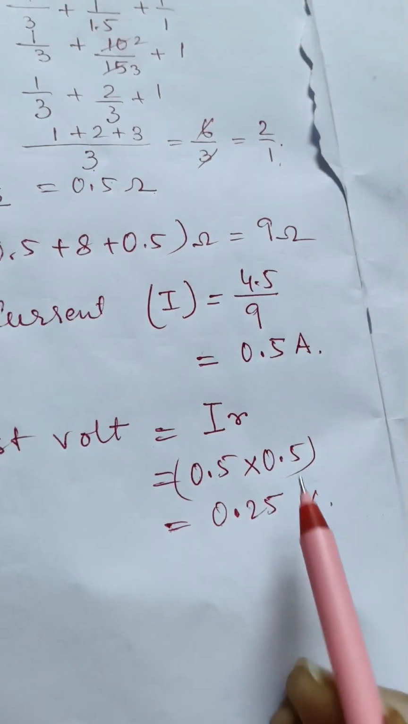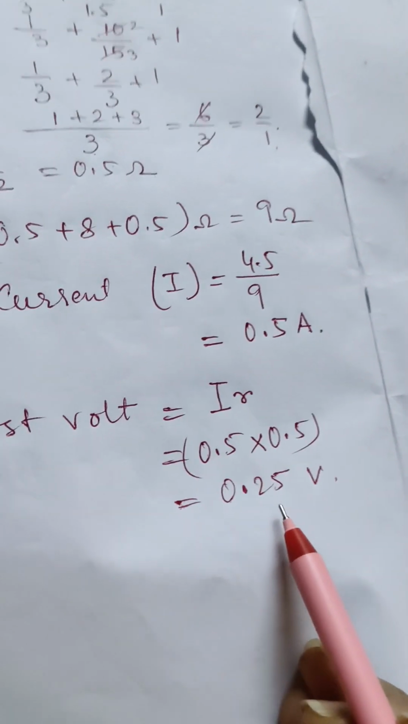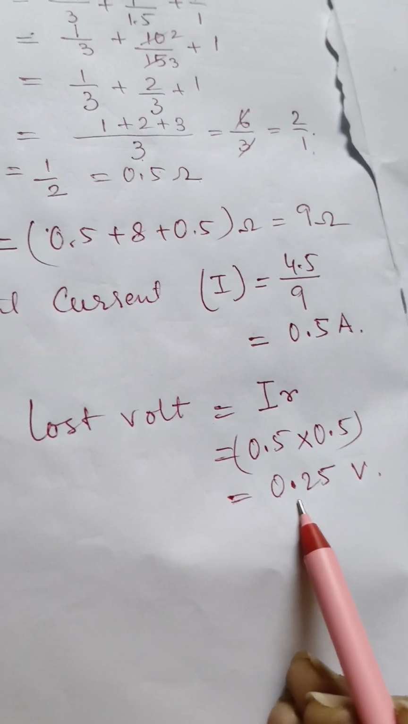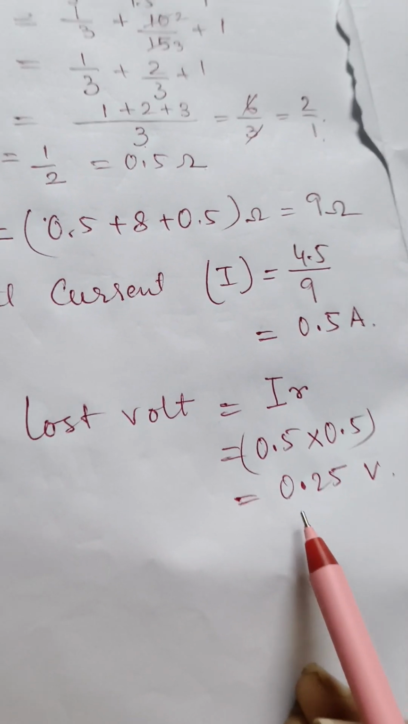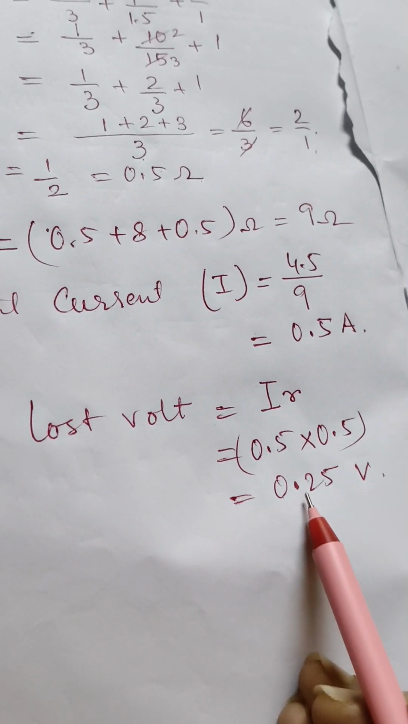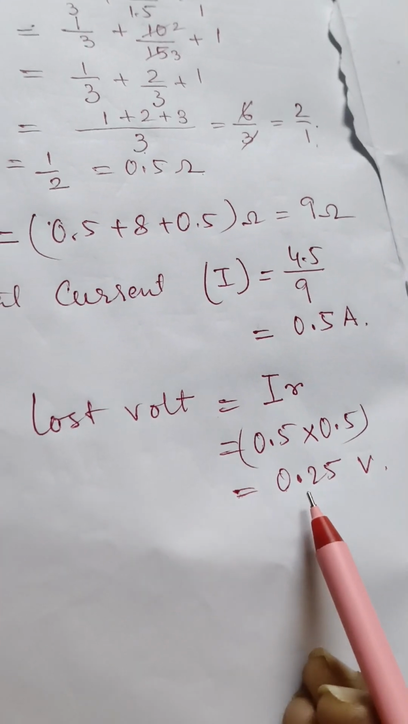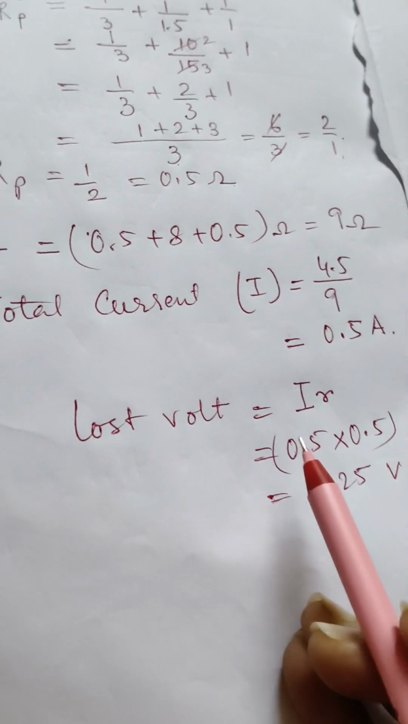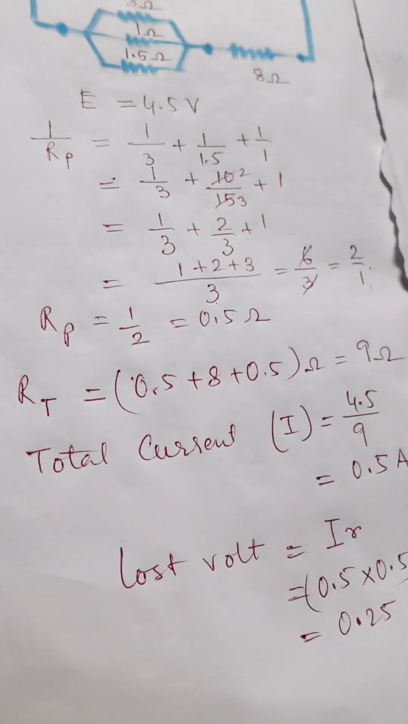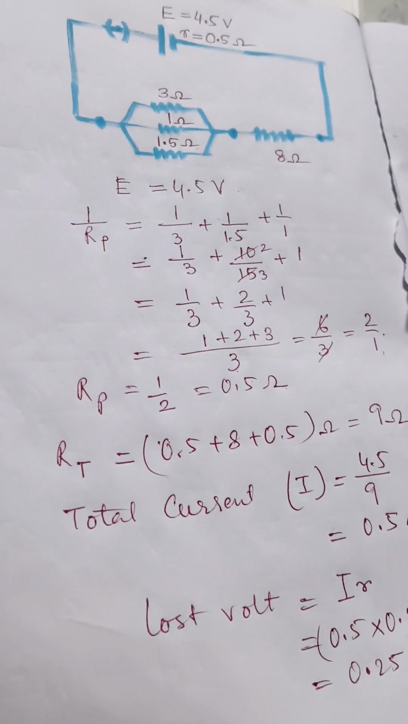So this much is lost. You cannot put it to any useful work. This amount of energy is lost across the internal resistance. Okay, so I think this much is clear to you.